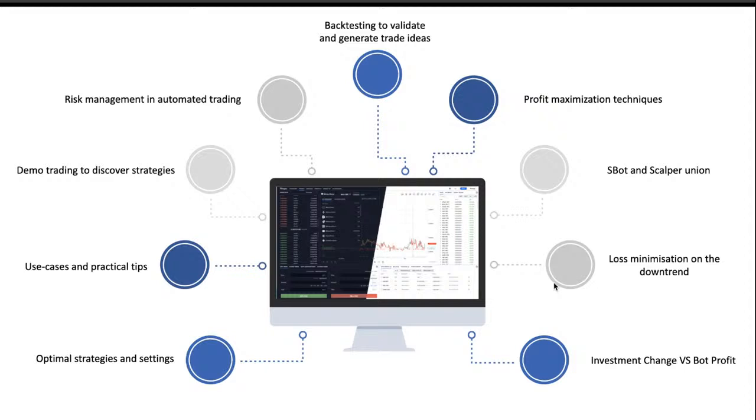I will explain to you the key principles that we have implemented regarding the risk management in automated trading, and you will learn how to use the backtesting to validate and generate trade ideas. So these are the topics that we will cover today.